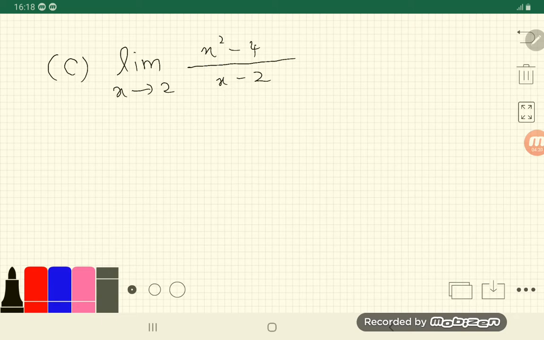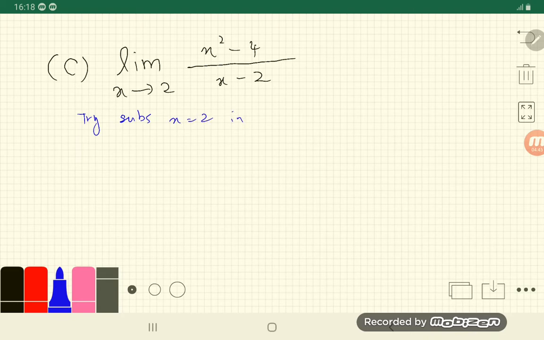So what we are going to do now is try to replace the value. So the first part, try to replace or substitute x equals 2 into x squared minus 4 over x minus 2.